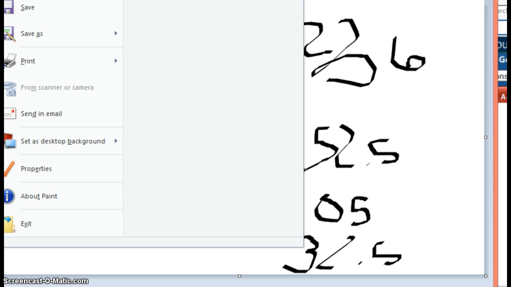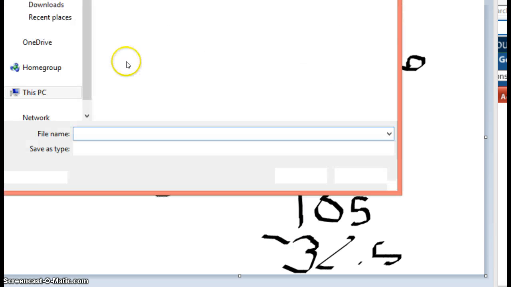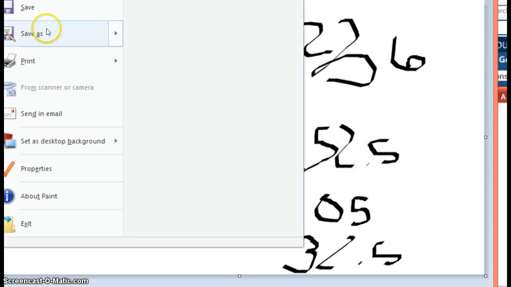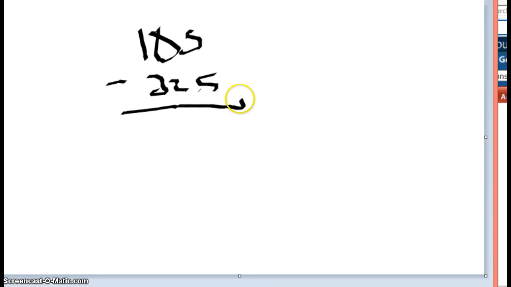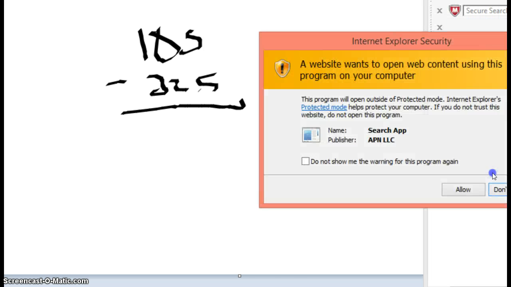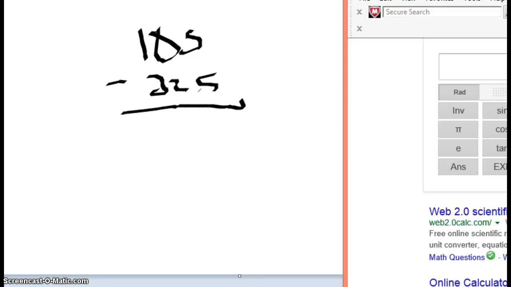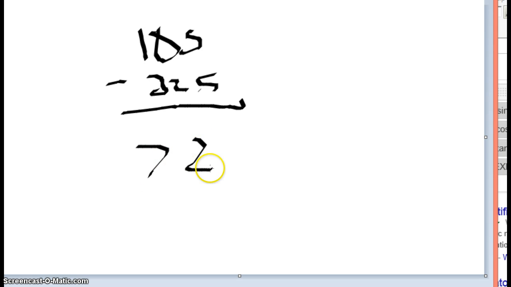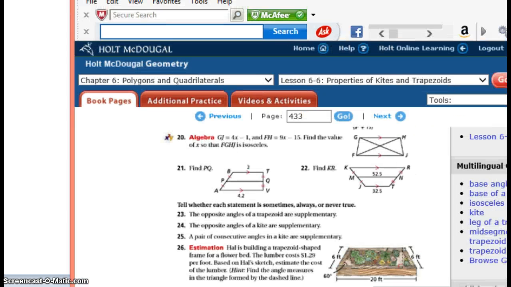So we're just going to clear that. So we have 105 minus 32.5. That's the end of our equation. So we're just going to get our handy dandy calculator here because I don't have the time to do this in my head. And we're going to get 72.5.